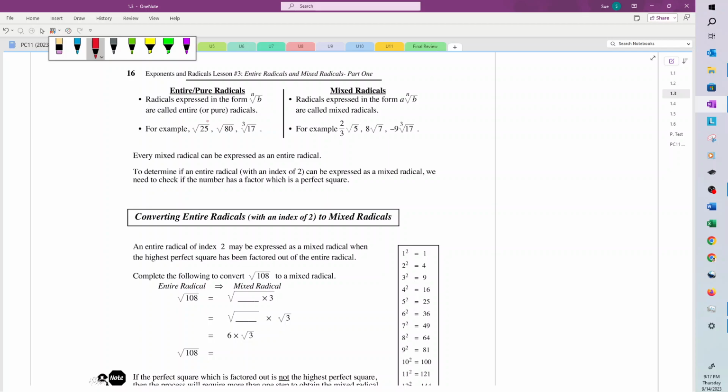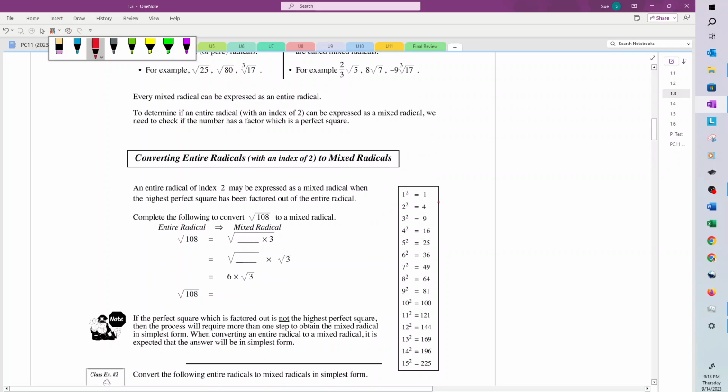Every mixed radical can be expressed as an entire radical. And the way we do this is to see if the number, the radicand, the number under the sign, has a factor which is a perfect square. So let's do an example here.